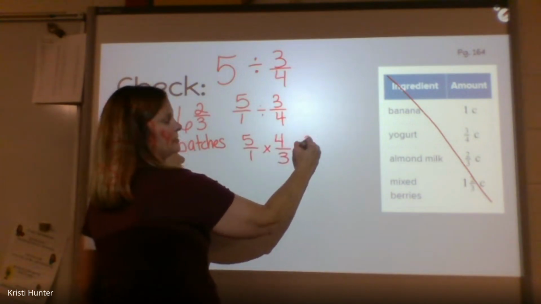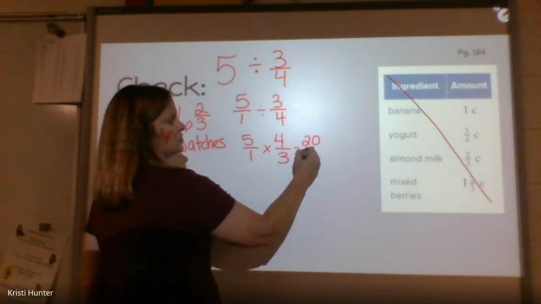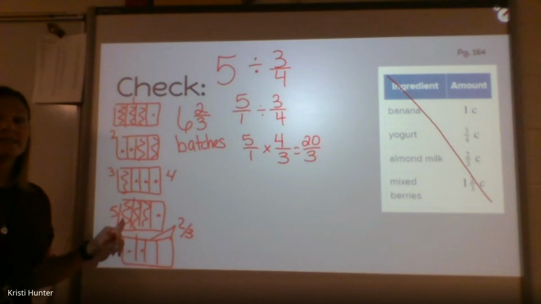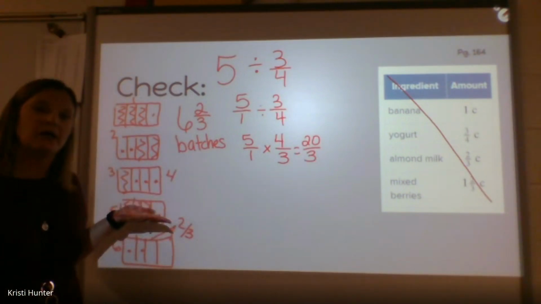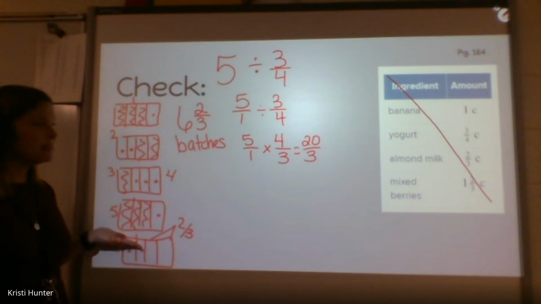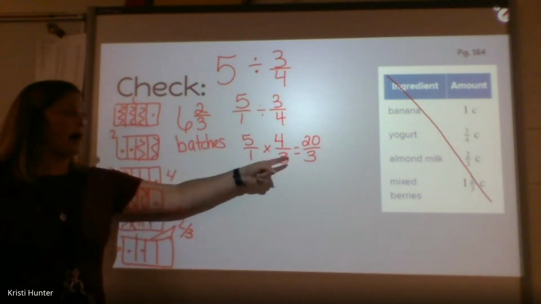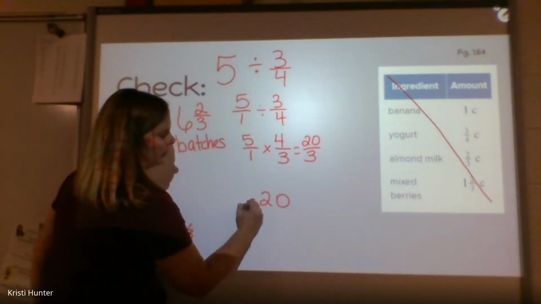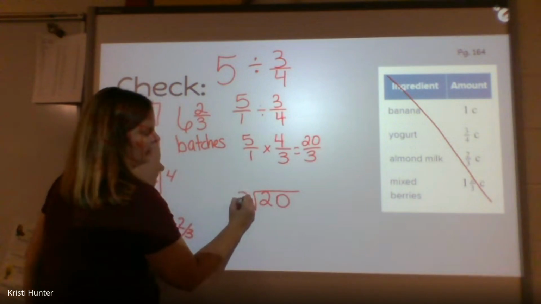Well, 5 times 4 is 20. 1 times 3 is 3. So that means I started with 20 pieces, and if I wanted to count them all up, I could. So I start with 20 pieces, and I counted them by threes. So I write my division equation, 20 divided by 3.